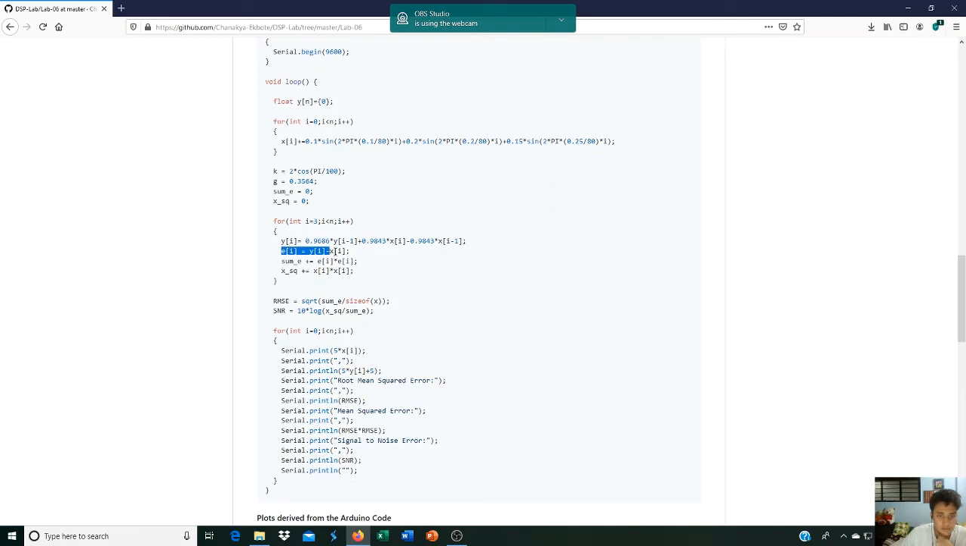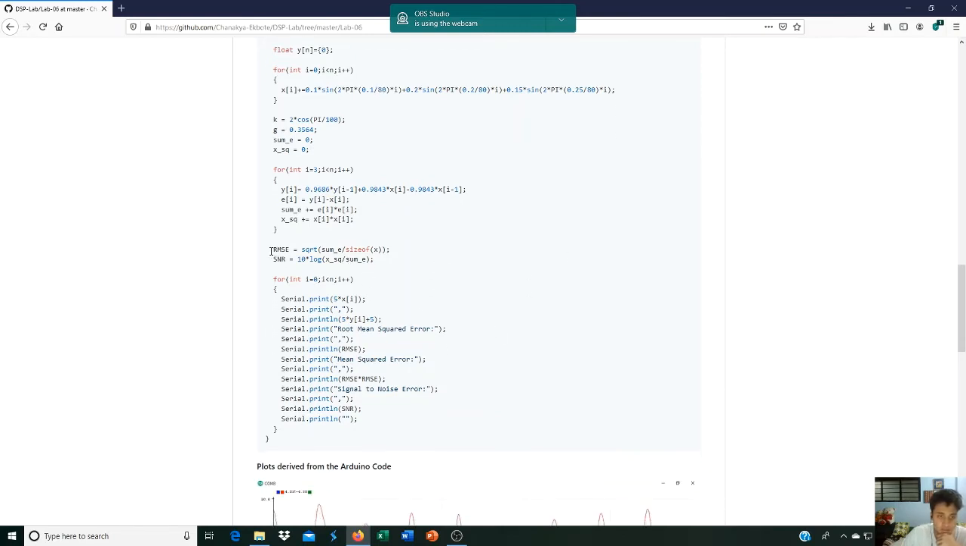Now the error is computed as y of i minus x of i, and the sum of the squares of all of these errors will be the MSE. Now, this is just to compute the squares of the data, and this becomes useful when you have to calculate the SNR. Now RMSE is just the sum of all of these squared errors divided by the length, the square root of that basically, and the mean square error is the square of the RMSE. So that is what is being done here.